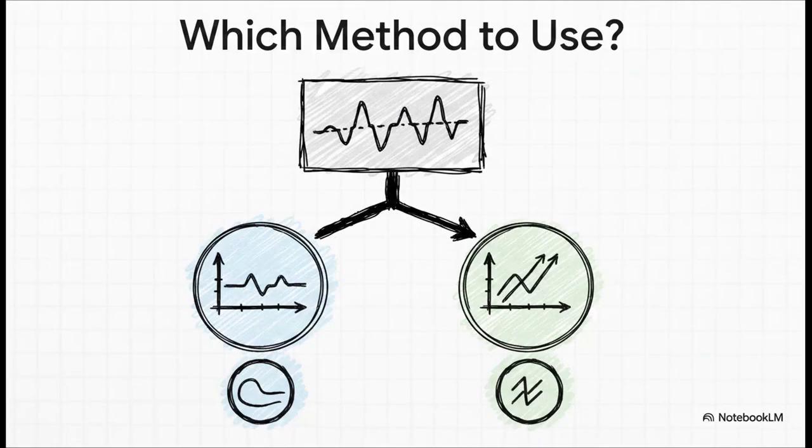So, which one do you pick? Here's a super simple rule of thumb. If you plot your data, and it looks pretty flat, no obvious trend, no seasonality, then single exponential smoothing is your best bet. But if you spot a clear trend, an upward or downward slope, you need to upgrade to double exponential smoothing. It's built specifically to handle that.